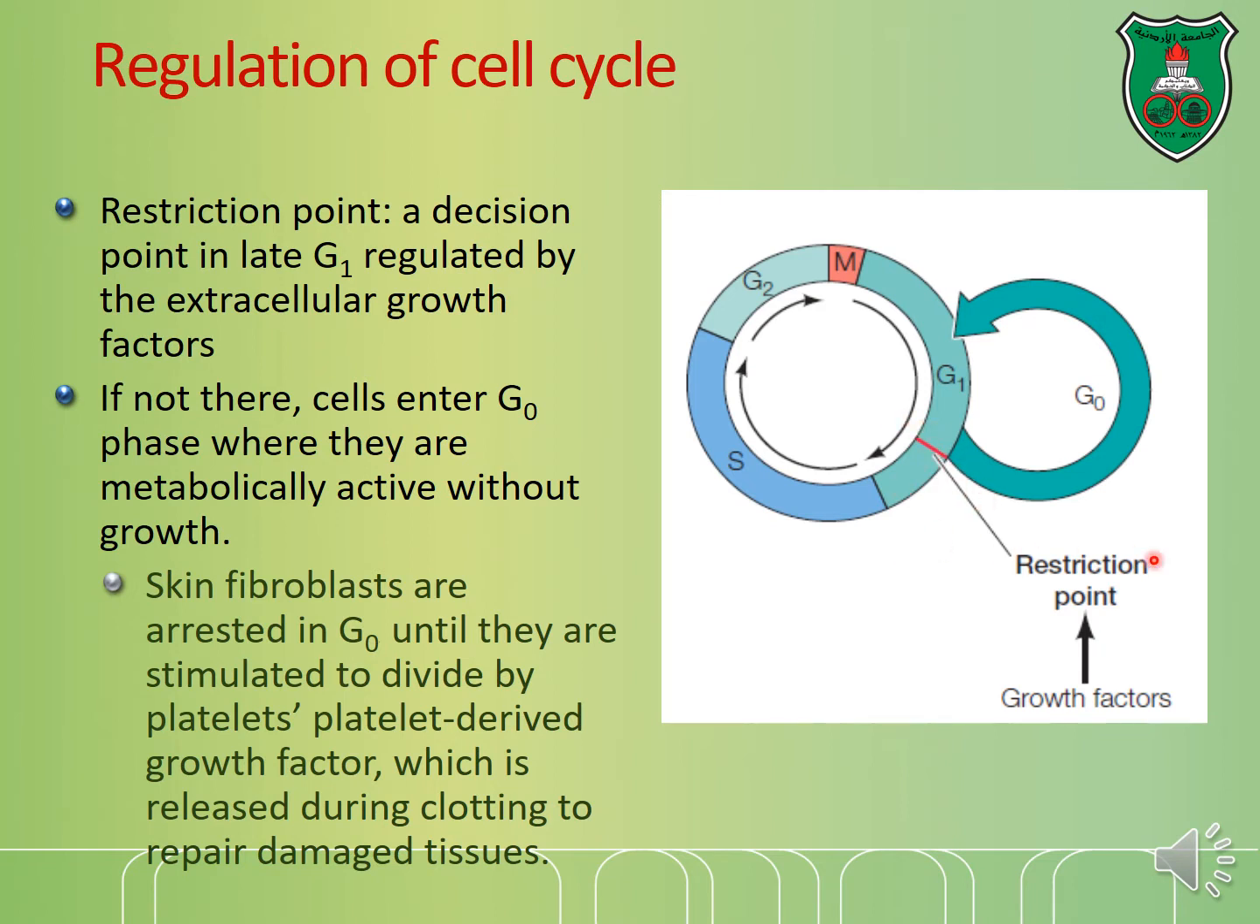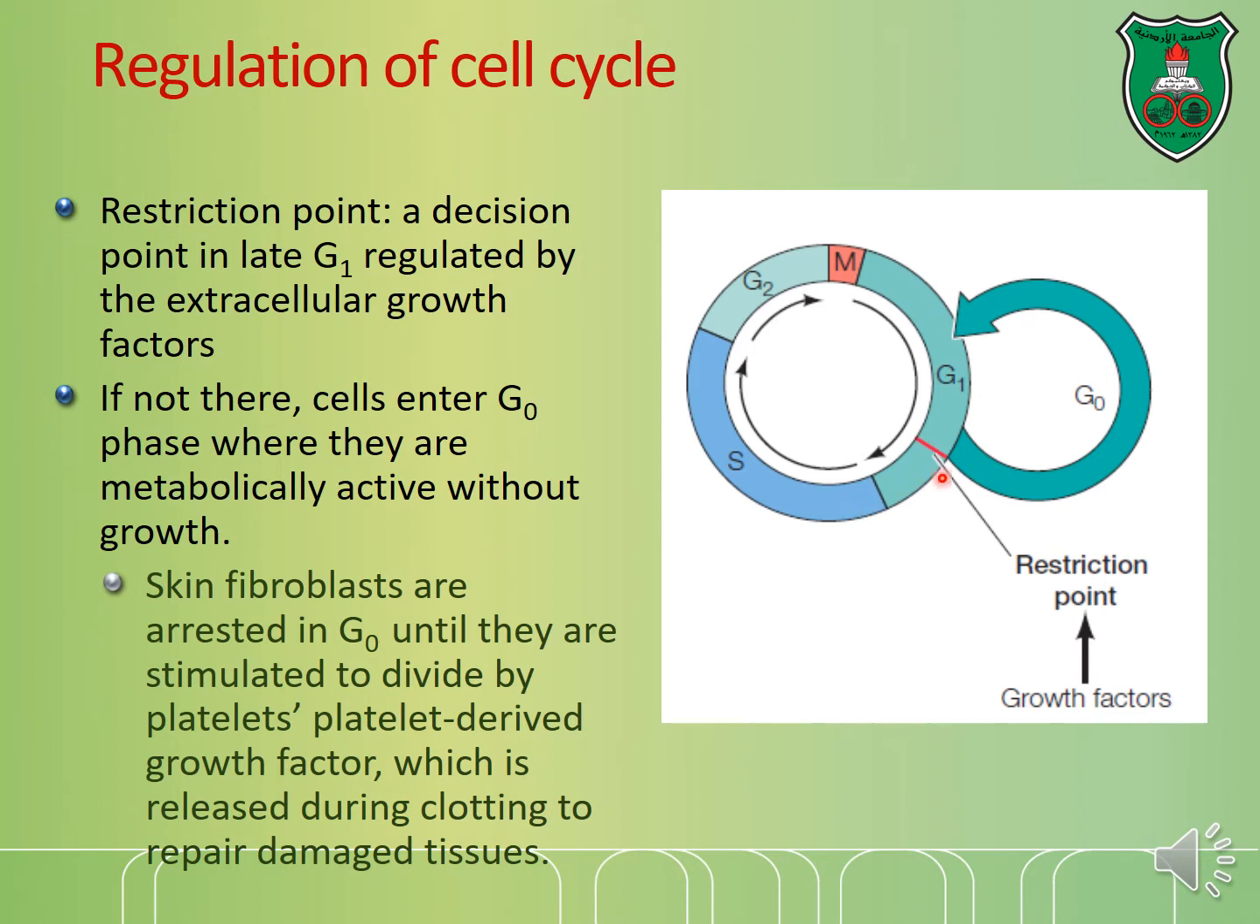Now, this restriction point is overcome in the presence of growth factors. So in the presence of growth factors, cells can jump over the restriction point. Otherwise, they would stay in the G0 phase. Now, some cells are always in the G0 phase, like nerve cells. Other cells can enter the G1 phase, getting themselves ready for the S phase, such as skin fibroblasts.